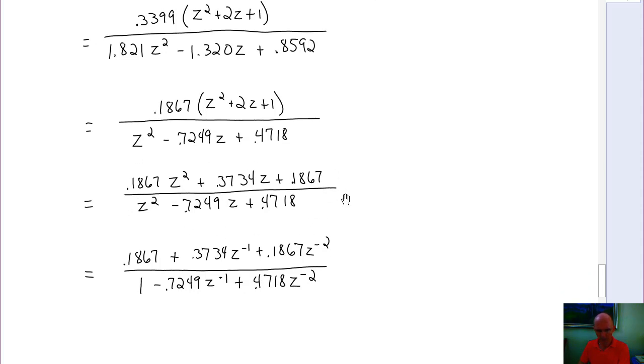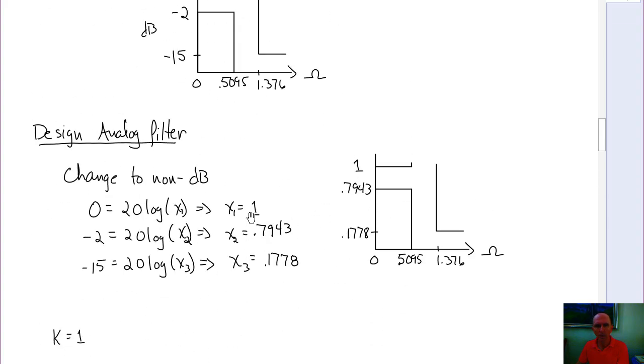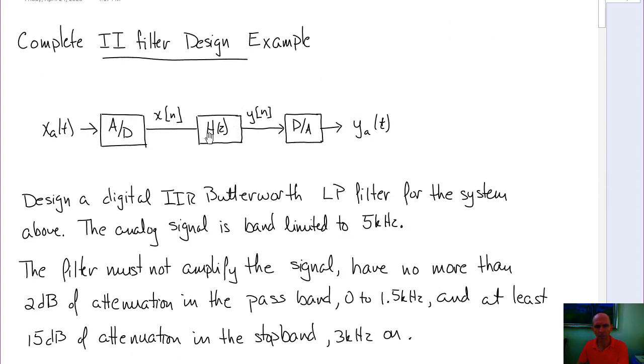We could leave it like this, although in most cases our filters are written in terms of negative powers of z. So we could multiply numerator and denominator by z to the minus 2 and get this here. But either one of these, since the part that we're really looking at are the coefficients, would be our filter, the final design of our filter. If we put this H of z into our original system up here, it will meet these specifications.